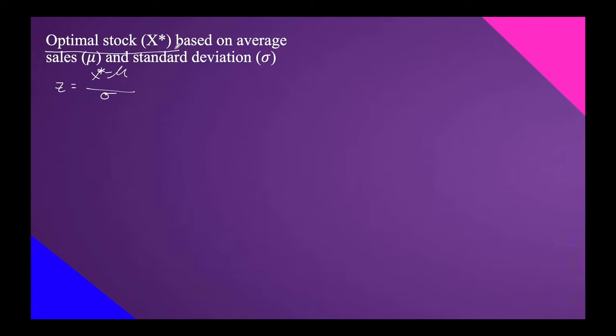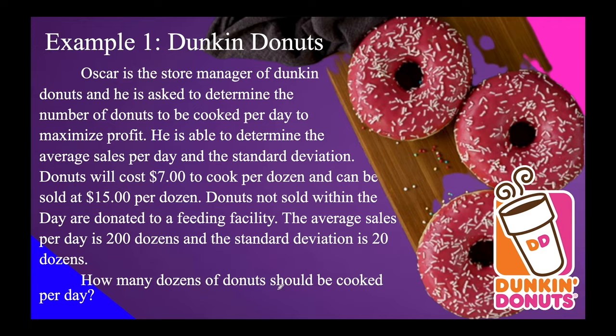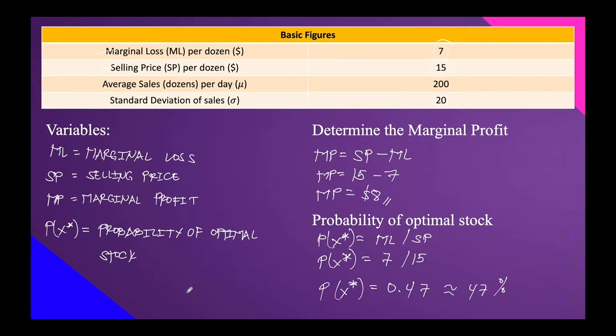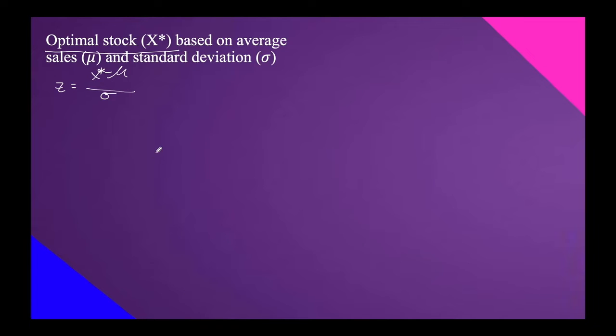Ayun din yung problema natin eh, di ba? Ang tanong, how many dozens of donuts should be cooked? That is x. That is represented by x. Now, ano nang gagawin natin is to convert this formula into a form na kung saan x yung mahanap, x asterisk. Okay, so cross multiplication, we will be having z and yung small sigma, tapos x asterisk minus mu. So, z sigma plus mu, lipat sa kabila, equals x bar. So, shift natin yung equation para maging x bar equals z multiplied to sigma plus mu.